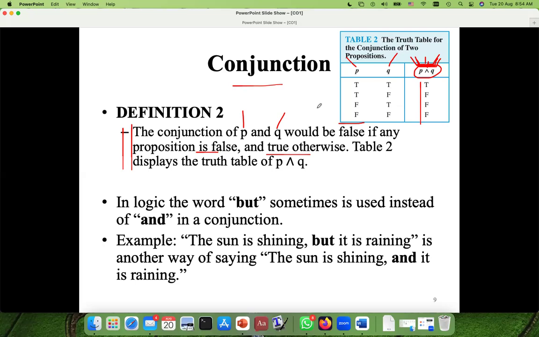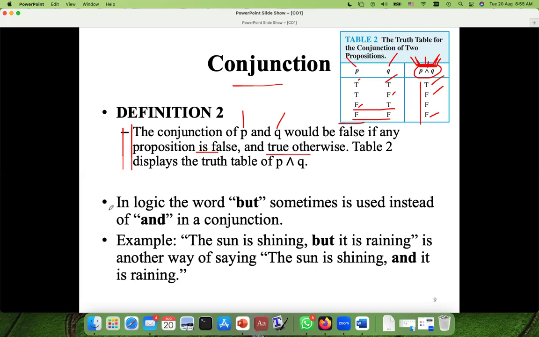Now, according to the definition, if any value is false, the result is false. Here no value is false, so it is true. Here one value is false, so false. Here one value is false, so false. In this pair, both are false, so the resultant value is false. So this is the truth table. Understood? Okay.